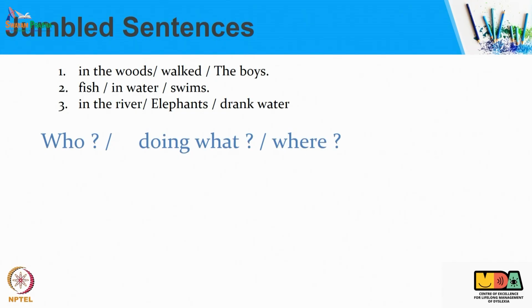The sentences are jumbled and using the question words which are given in a format, the child is able to write the correct sentence. Now, let us look at few examples given here. In the woods walked the boys. Who walked in the woods? The boys walked in the woods. What did the boys do? The boys walked. Where did they walk? They walked in the woods.